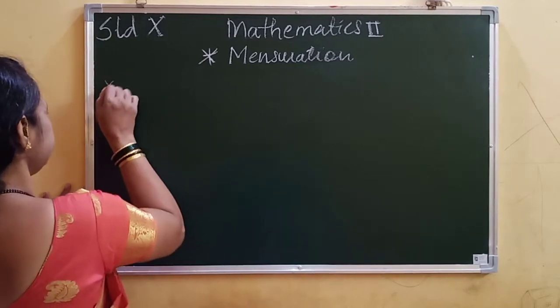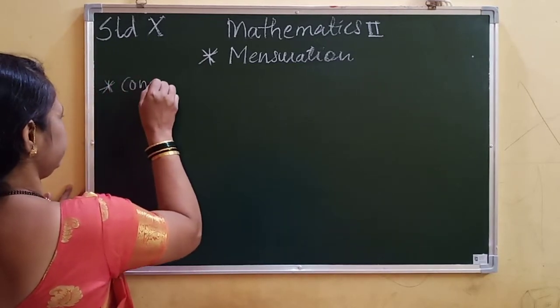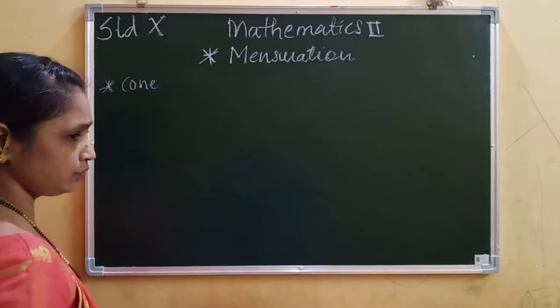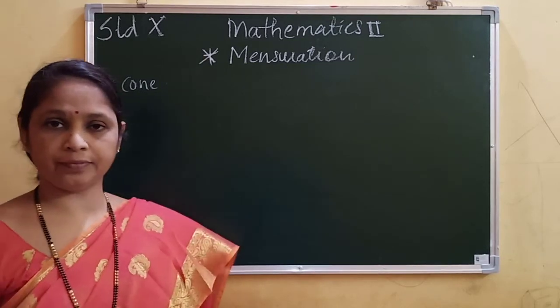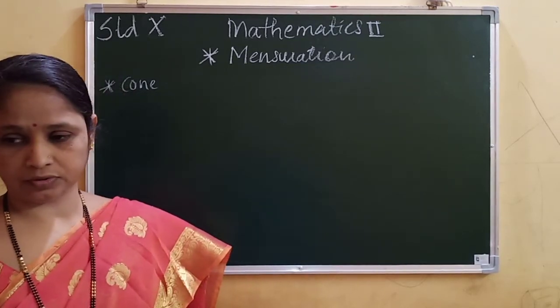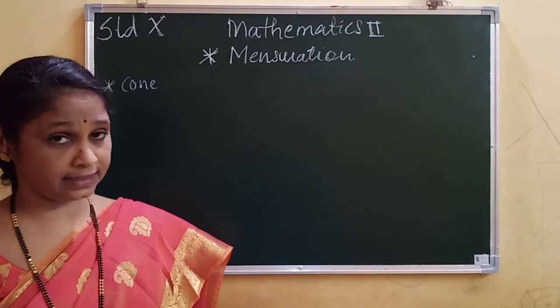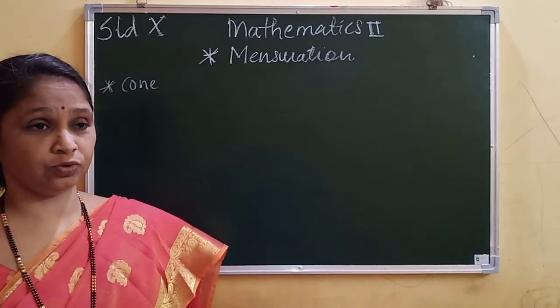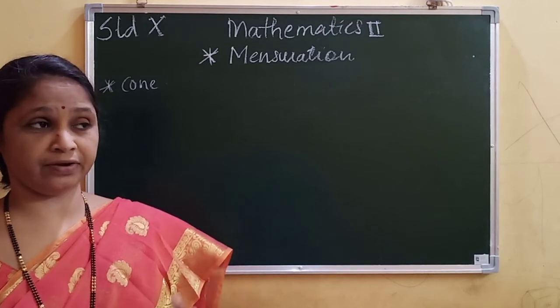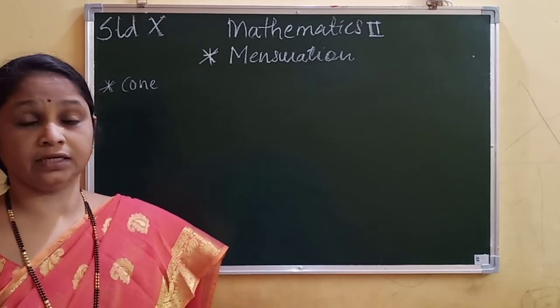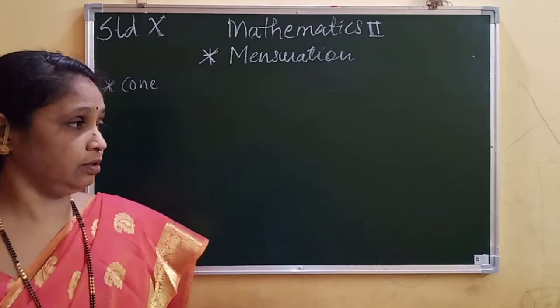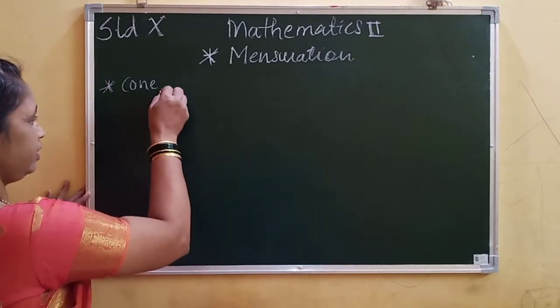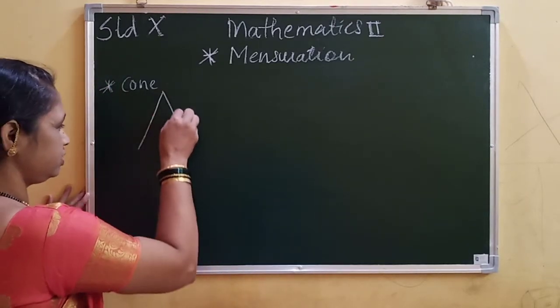Next figure is the cone. Now cone means, you know, a joker's cap, it looks like a cone. Okay, an ice cream cone, you can say. You have seen ice cream cones, you like to eat ice cream. So a cone might have come in front of your eyes. So it has this cone shape.